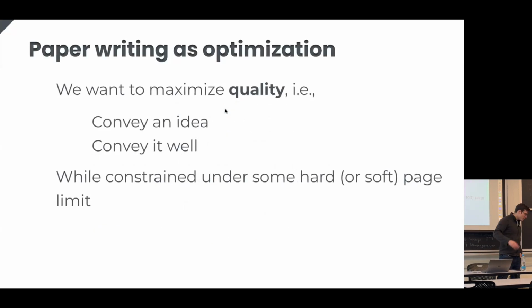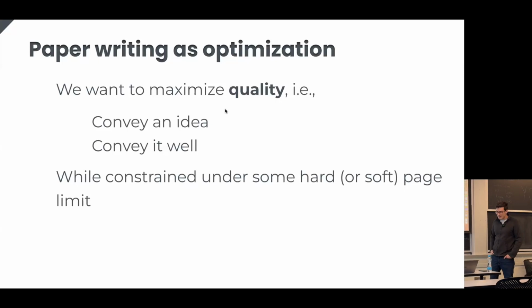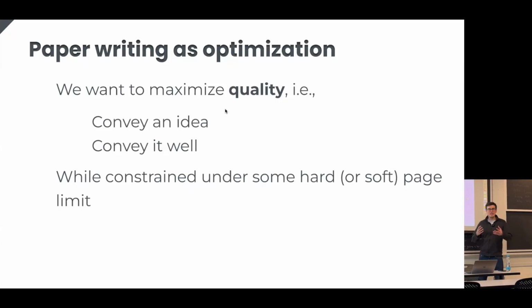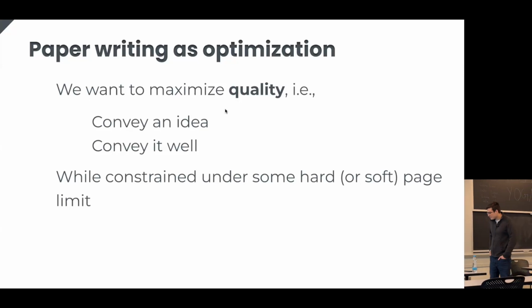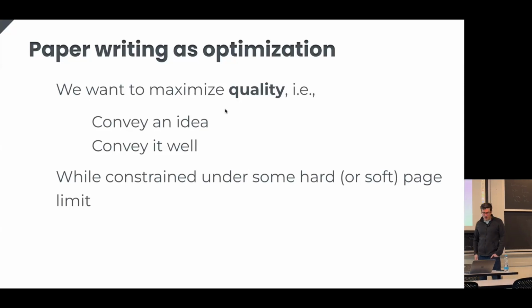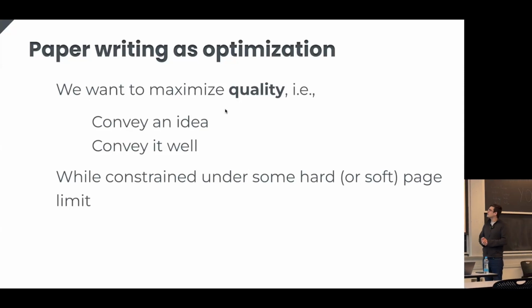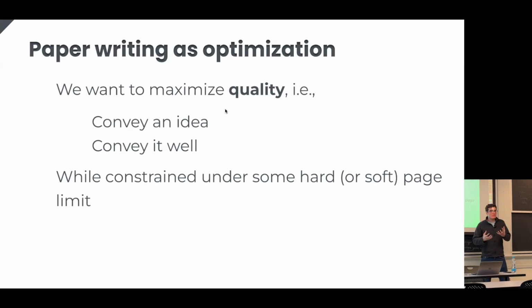Anyway, I wanted to start off by talking a bit about how you can think about paper writing in a different way, as optimization, right? I guess lots of fields like optimization problems. Here we can think of it as well. The idea is we want to convey an idea, and we want to maximize the quality by which we convey this idea. So that is, we convey it well.